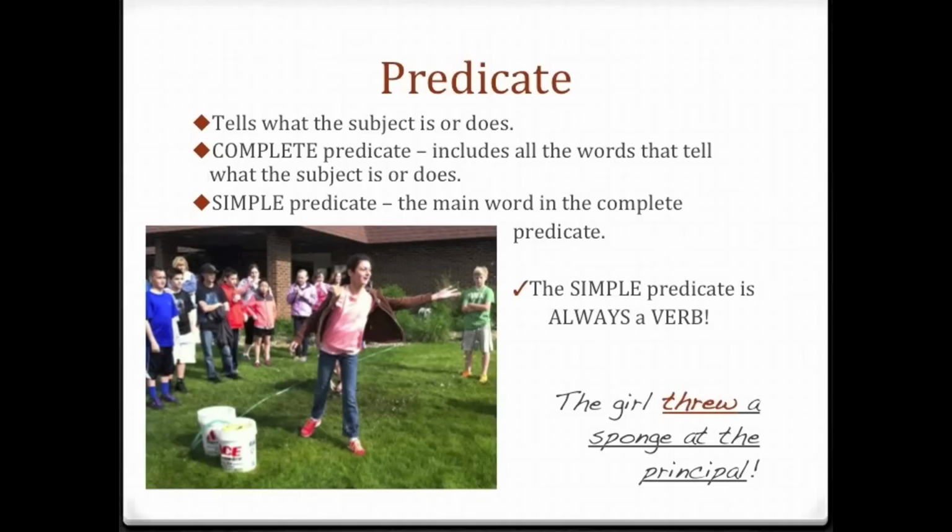The simple predicate is the verb of the sentence. Sometimes the verb is just one word, but sometimes a main verb has a helping verb or two. In this sentence, the verb is threw, which is the simple predicate. In a moment, a sentence will come on the screen. See if you can find the complete and simple predicate of the sentence.